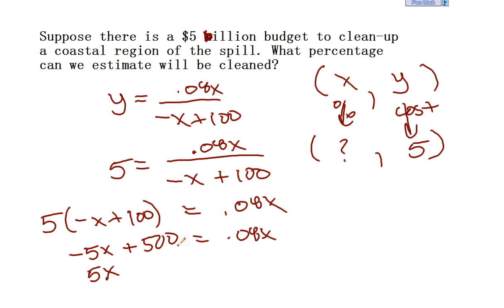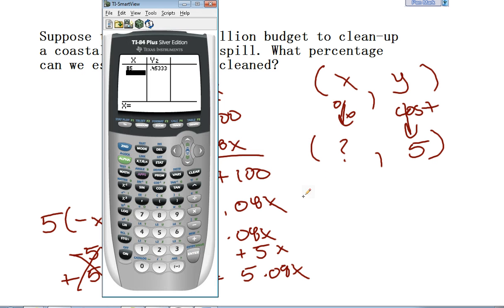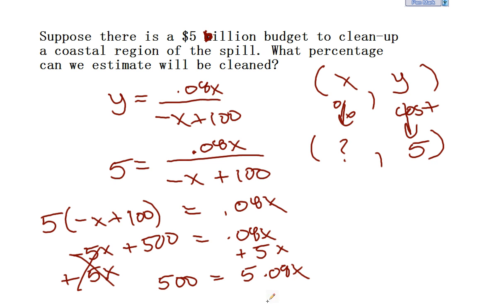I'll add 5x to both sides. And so I get, those cancel out, 500 equals 5.08x. And so now I should just be able to come over to my calculator and take 500 divided by 5.08, and I get 98.4. So I can do pretty well here. I can get about 98.4% of the spill cleaned up for this budget.